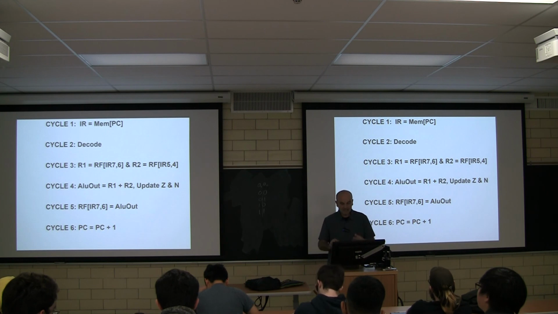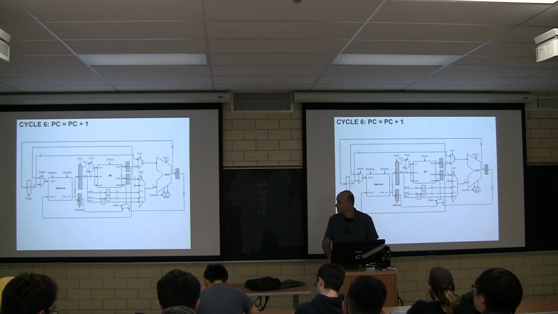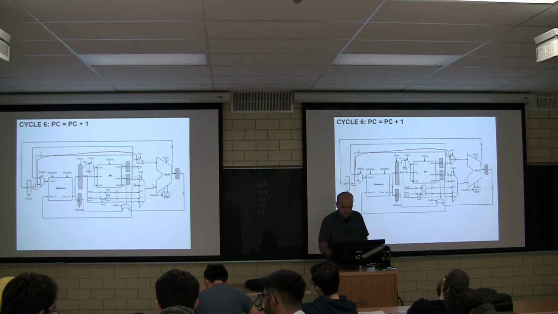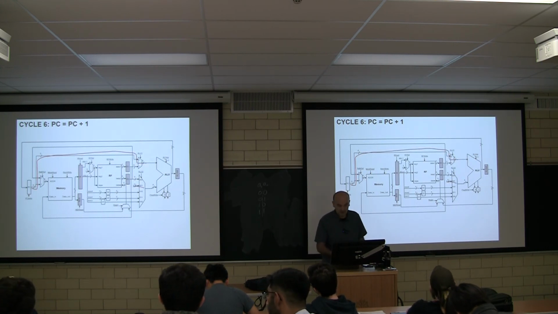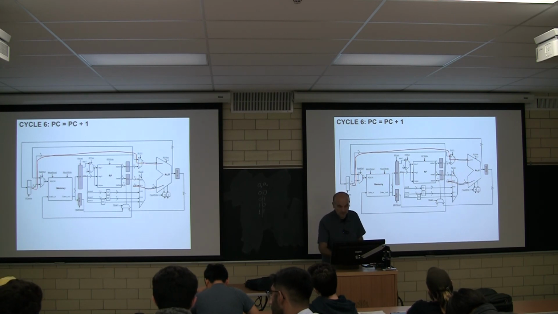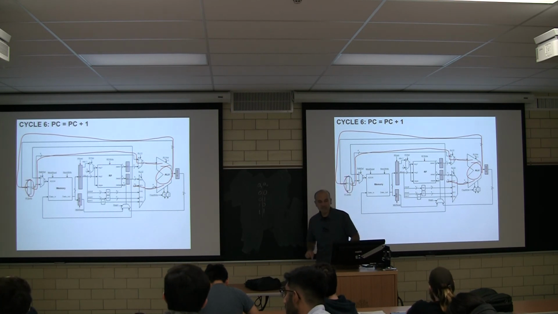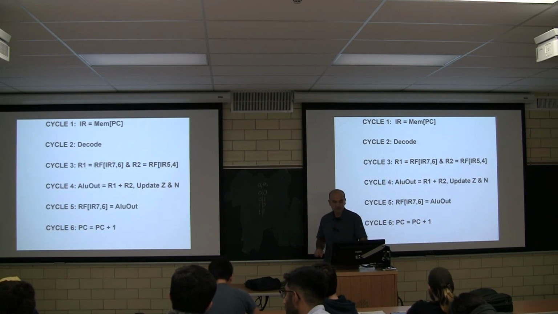Good. Cycle 6 now, we can take the PC. We can take the value 1. Notice that this is another input to the second operand over here. We can go to the same ALU, right? And we can say PC equals PC plus 1. Notice that this has taken 6 cycles, right?